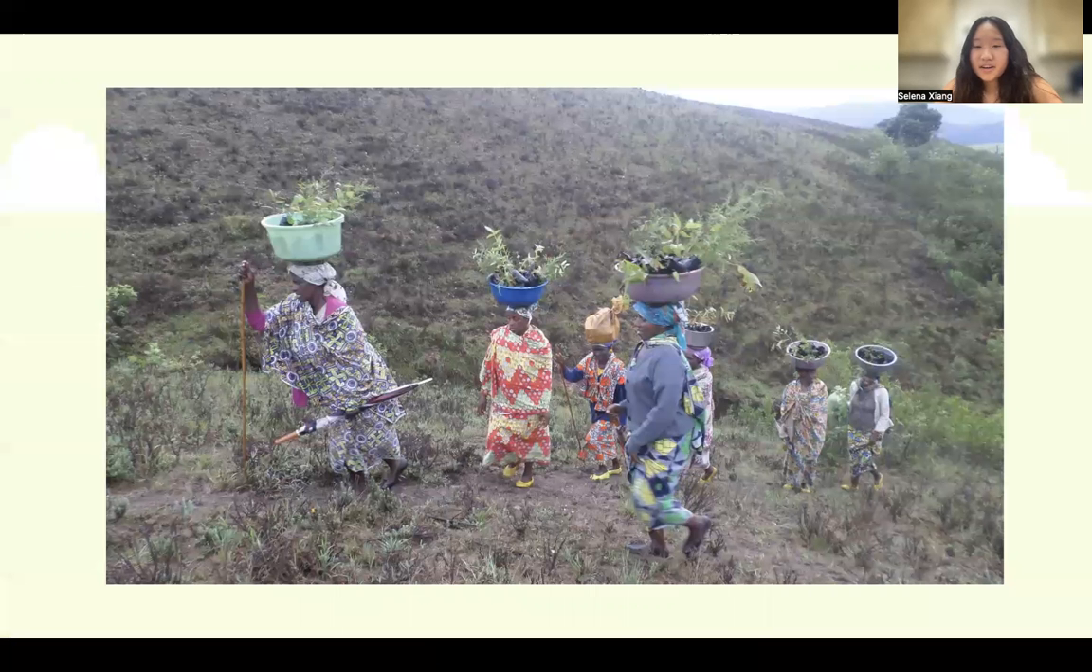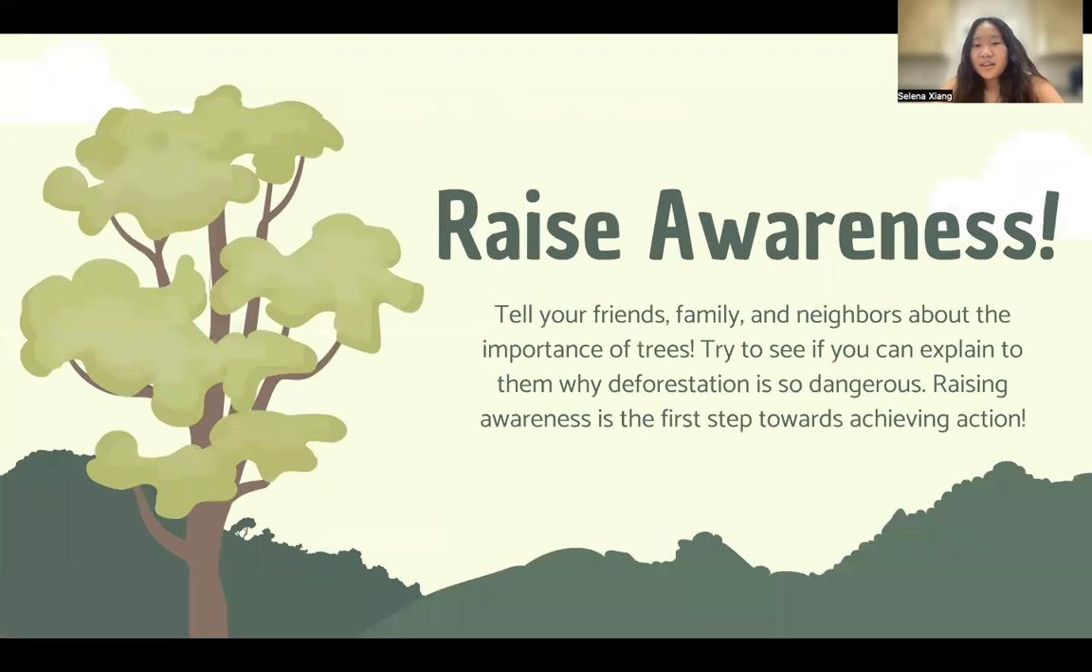And so here, these women have been working with Naaman's organization, and they've been helping to plant trees in your area, which is really cool. It's helping us solve this problem of deforestation. And finally, the last thing you can do is raise awareness. So I want you to go back and tell your friends, your family, your neighbors about the importance of trees. And here's a little assignment I wanted you to do. So try and see if you can explain to them why deforestation is so dangerous, because raising awareness is the first step towards achieving action.